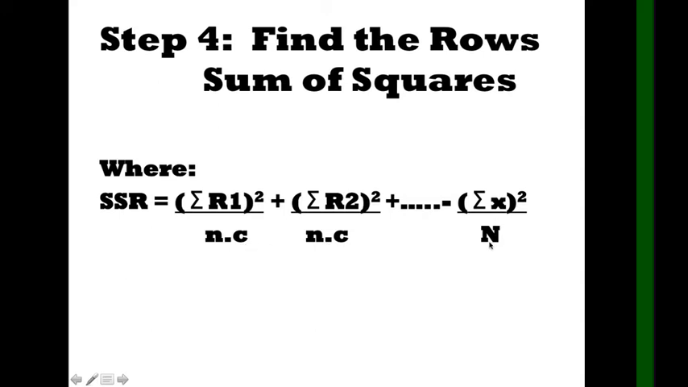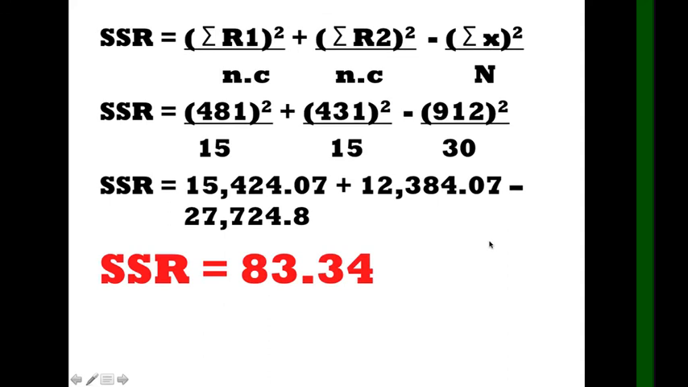And if it is the same with the capital N, your answer is correct. So we have 5 times 3, 15. 15 plus 15, 30, correct. For the summation of R1, we have 481 that we computed a while ago.